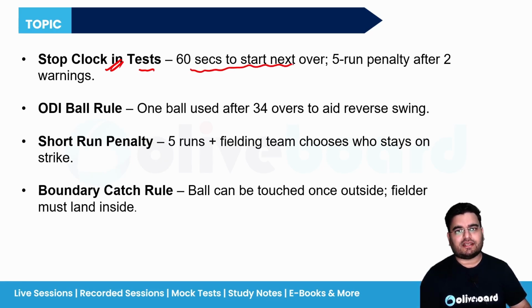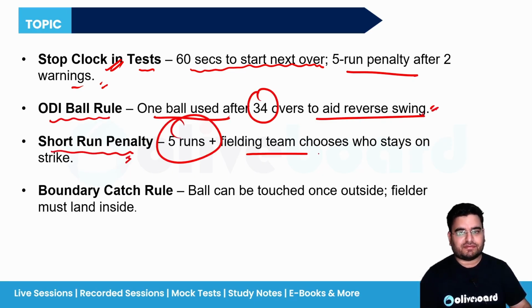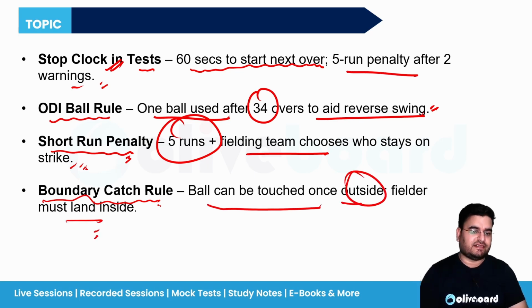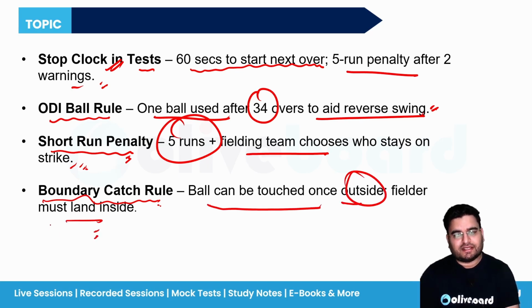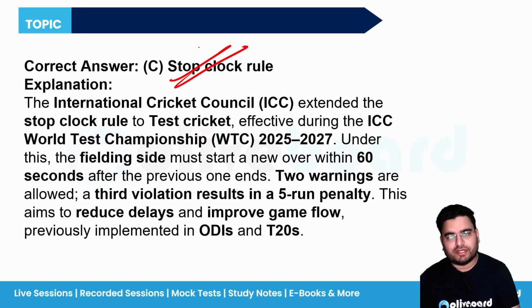So stop clock in Test. 60 seconds to start the next over. 5-run penalty after 2 warnings. That is the first rule. Then the ODI ball rule, 1 ball used after 34 overs to aid reverse swing. And the third one is the short run penalty: 5 runs plus the fielding team chooses who stays on strike. If you do a short run, there will be a penalty of 5 runs. Also, the boundary catch rule: the ball can be touched once outside, the fielder must land inside. Please remember this. So there are some new rules in the ICC. The stop clock rule will be there to reduce slow over rate in Test cricket.